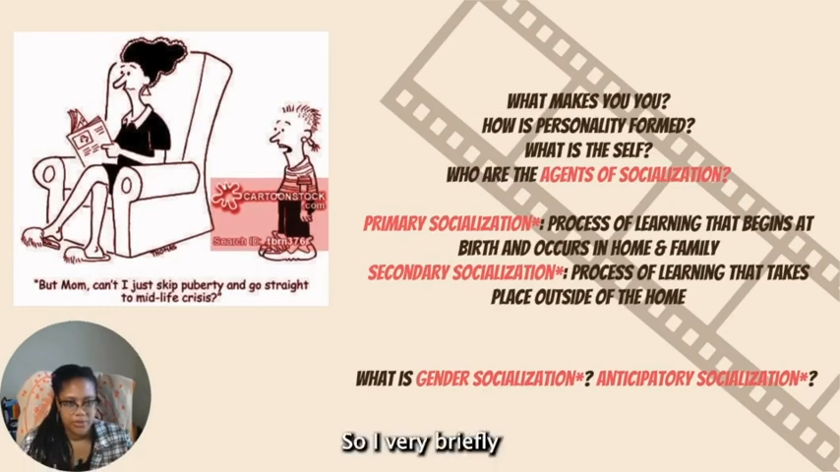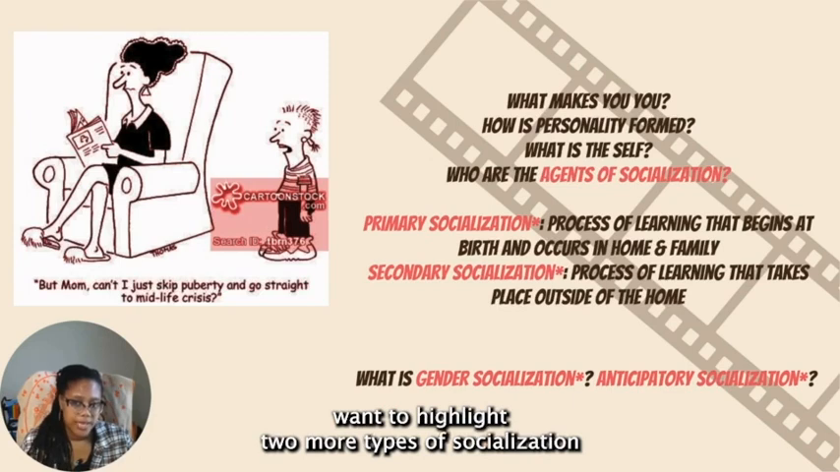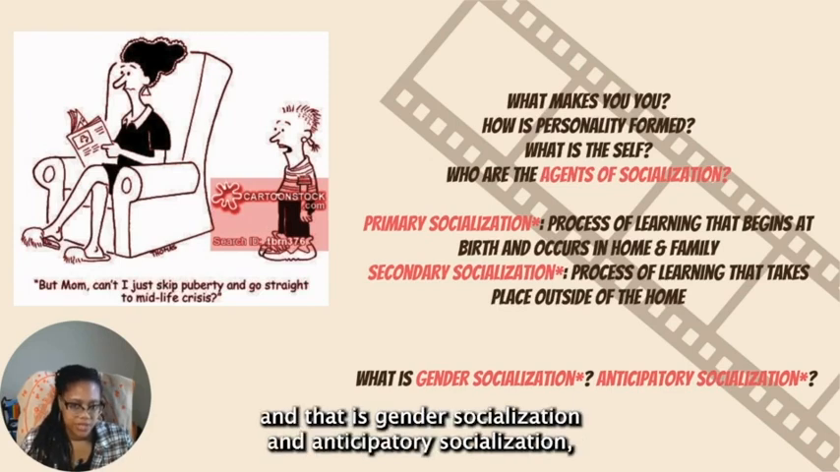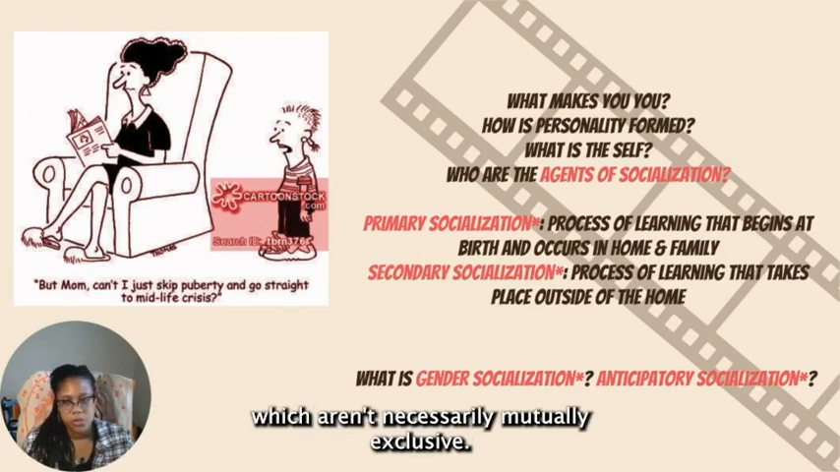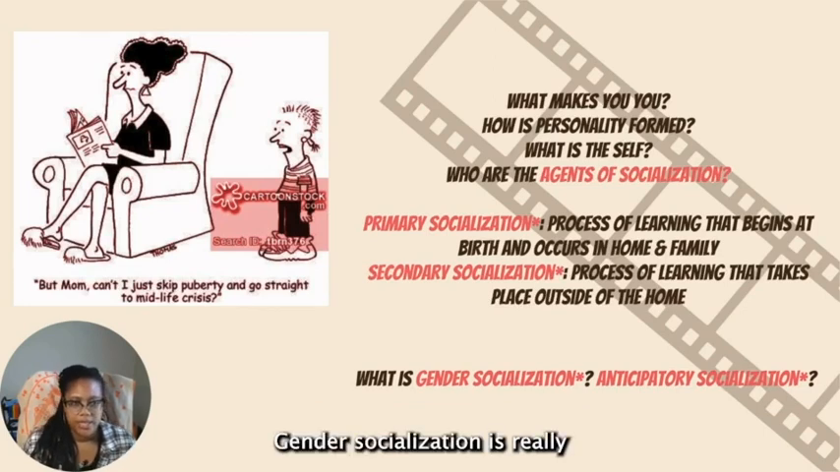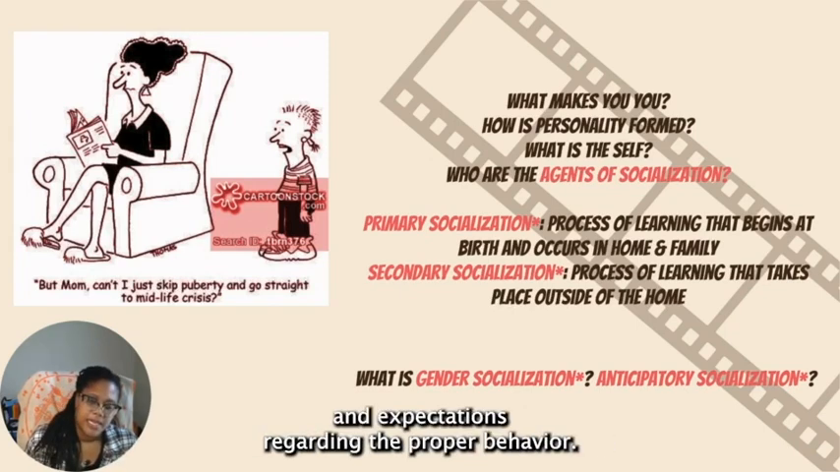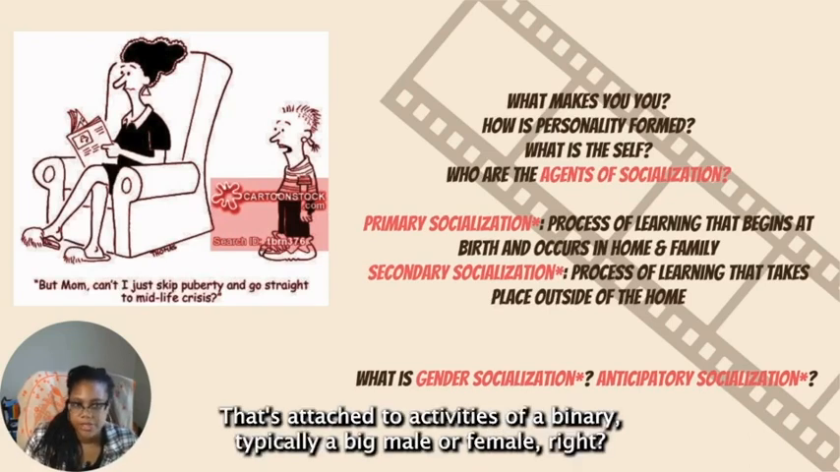So I very briefly want to highlight two more types of socialization, and that is gender socialization and anticipatory socialization, which aren't necessarily mutually exclusive. Gender socialization is really how we learn about the gender roles, right? Remember, roles are those behaviors and expectations regarding the proper behavior that's attached to activities of a binary, typically of being male or female, right?